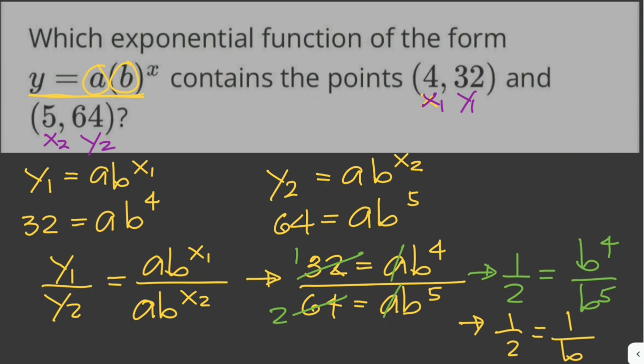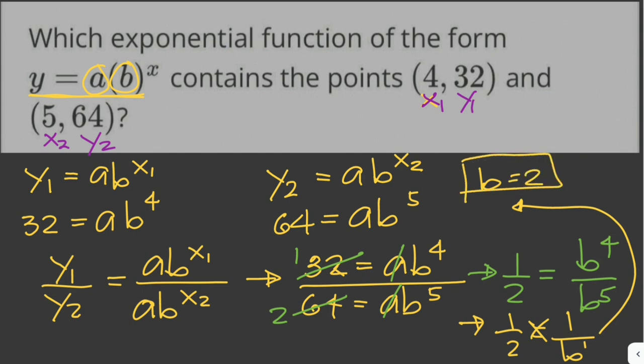So when you divide terms that have the same base, we just have to subtract the exponent. So this is 1 over b to the 5 minus 4. That's why I just wrote here 1 over b, 1 over b to the 1. Okay. Therefore, b here, we cross multiply. So b here is just equal to 2.